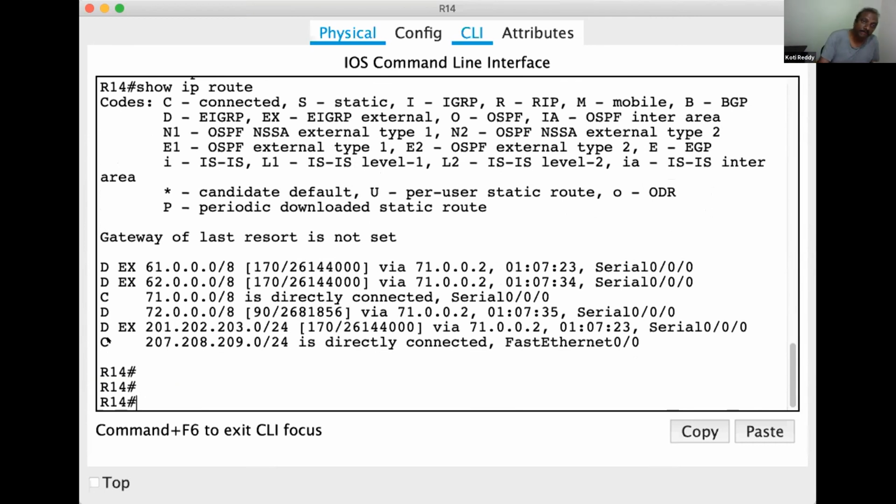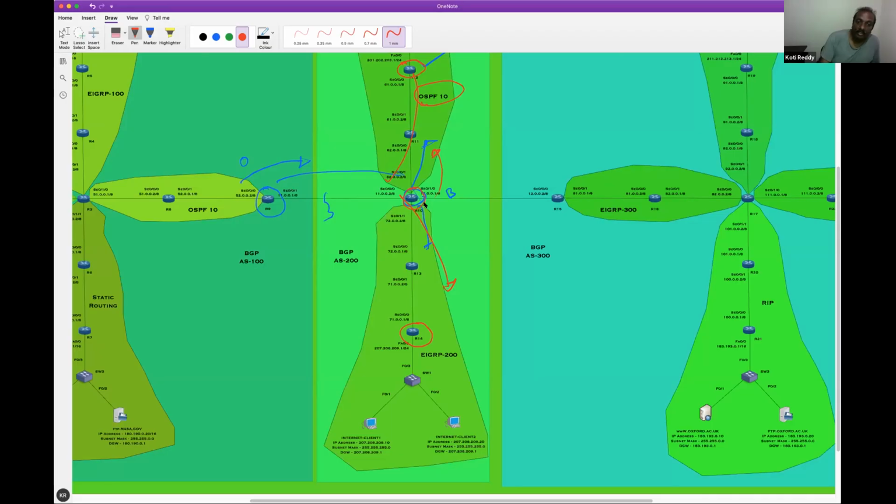So what should I do? I should again redistribute from where to where? From BGP into EIGRP 200, right? So where should I do that? On R10, because EIGRP is enabled here. I should ask EIGRP on R10 to redistribute BGP 200 routes into EIGRP. So let's do that on R10 now.